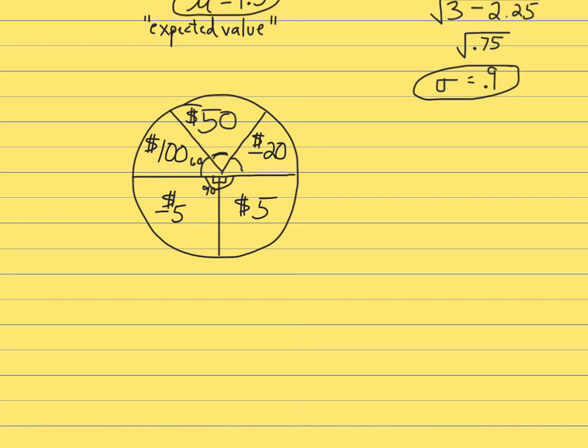Okay? Build a probability distribution. Find the mean or expected value and the standard deviation. Go.